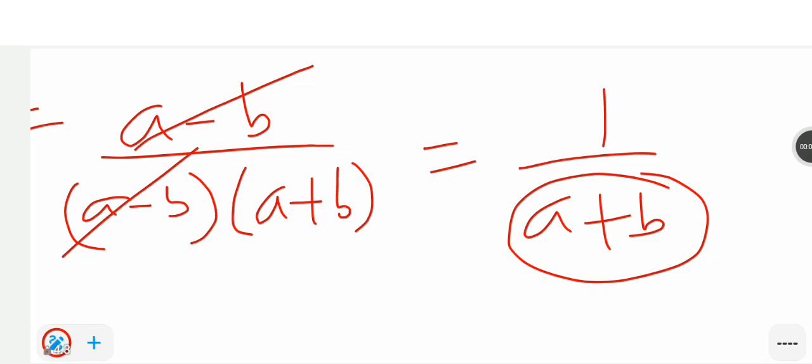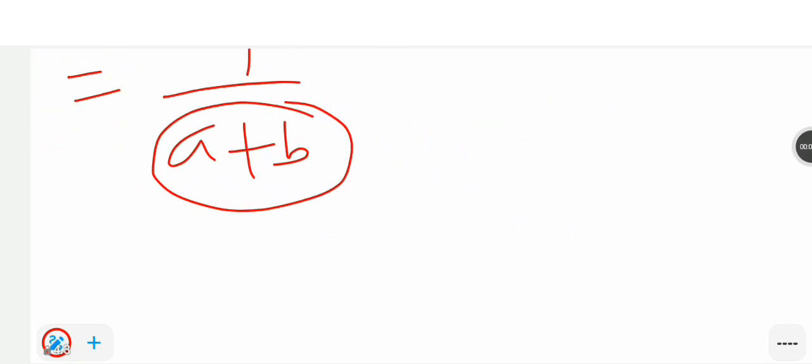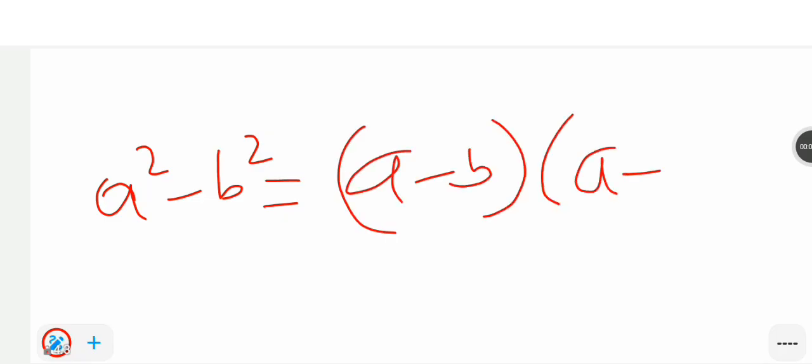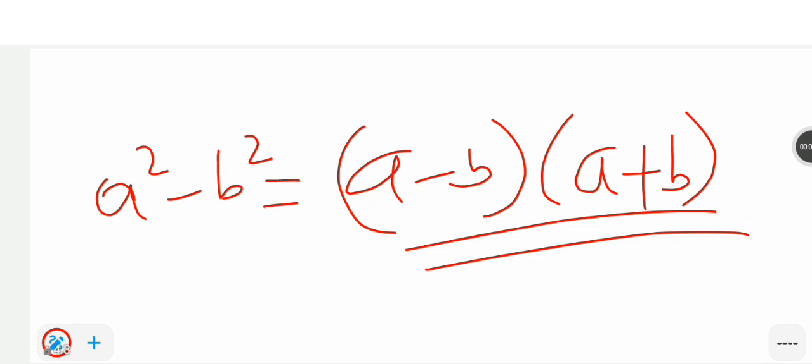Always take note of this. When you have difference of two squares, like a squared minus b squared, it appears most of the time when you are simplifying algebraic expressions. The answer is always a minus b, a plus b. Take note of it. It's very, very important.